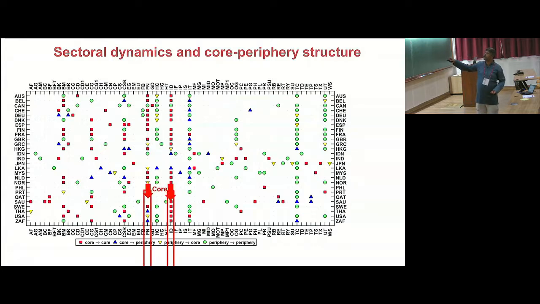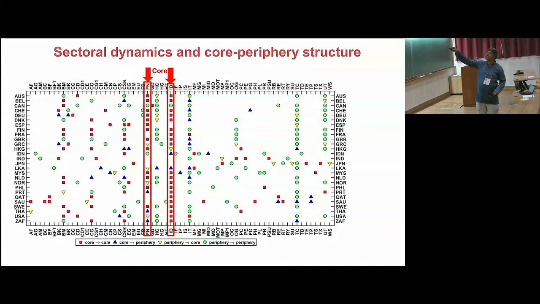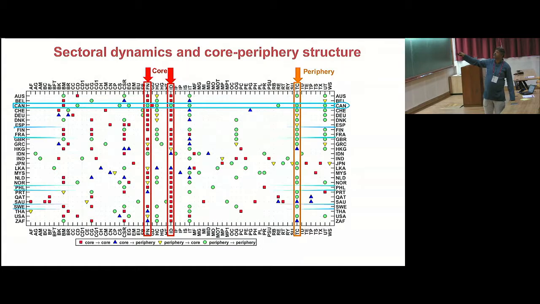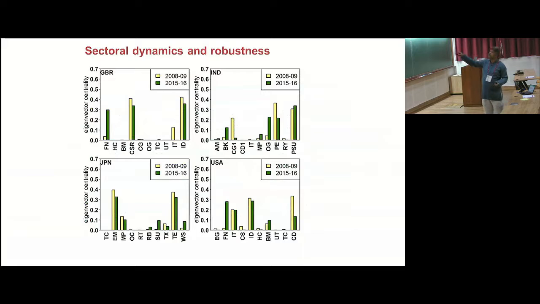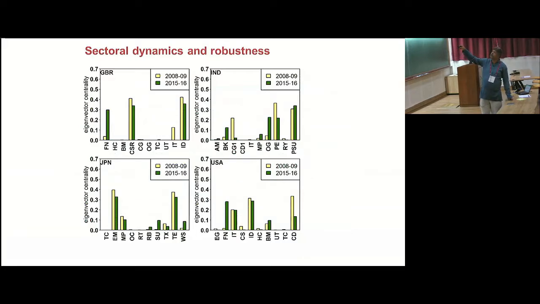You'll see that some of them always remain in the core. Finance and ID are always in the core, and there are sectors like TC, which is telecom, which is always in the periphery. For some countries like Canada, the structure doesn't change. There are others like Finland, France, Philippines, and Sweden, which also have a very stable core-periphery structure. You can also see, by comparing different countries, how the sectors are hit. After the subprime crisis, you find that the IT sector was severely hit in Great Britain, while in other places it was sometimes affected and sometimes not.